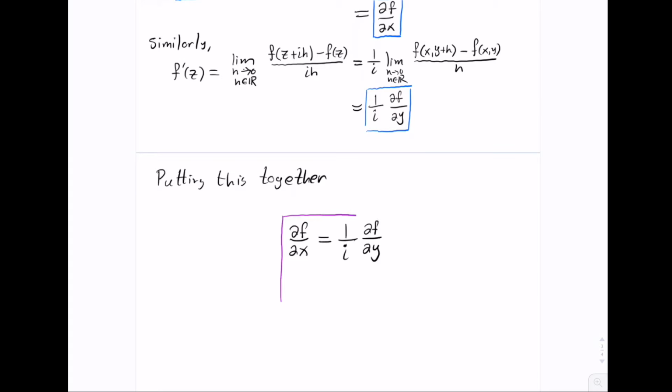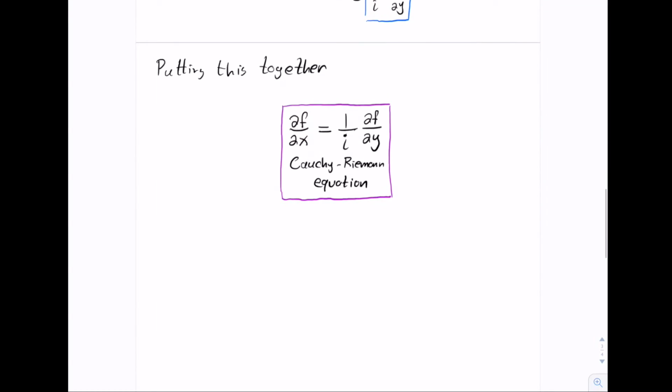And this right here has a special name, this is called the Cauchy-Riemann equation. Usually people would call this the Cauchy-Riemann equations, and they might typically be written in a slightly different fashion.